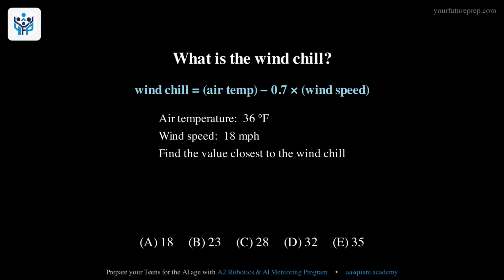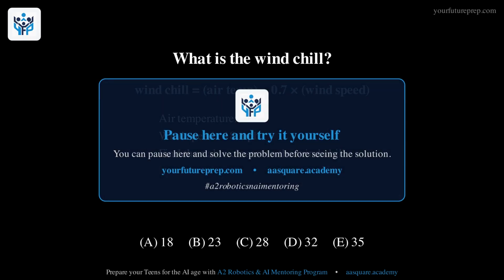Suppose the air temperature is 36 degrees Fahrenheit and the wind speed is 18 miles per hour. Which of the following is closest to the wind chill? You can pause here and solve the problem before seeing the solution.